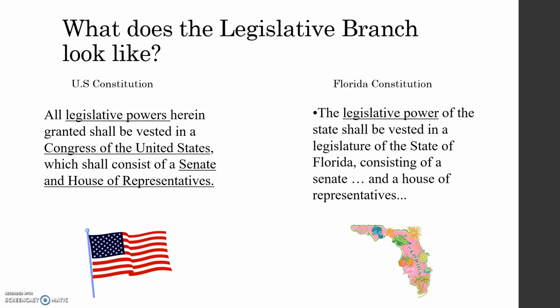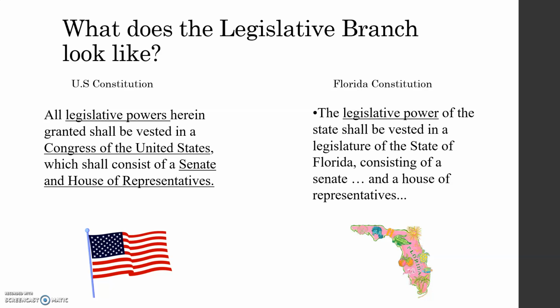Now let's move on to the legislative branch and what both of these constitutions say it should look like. Now, for the U.S. Constitution, it's pretty straightforward. All legislative power herein granted shall be vested in a Congress of the United States, which shall consist of a Senate and a House of Representatives. Florida's Constitution basically copies and pastes it. The legislative power of the state shall be vested in a legislature of the state of Florida, consisting of a Senate and a House of Representatives. So our legislative branches are pretty identical, at least on the structure basis for them.